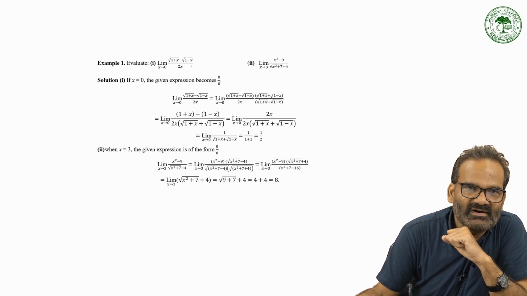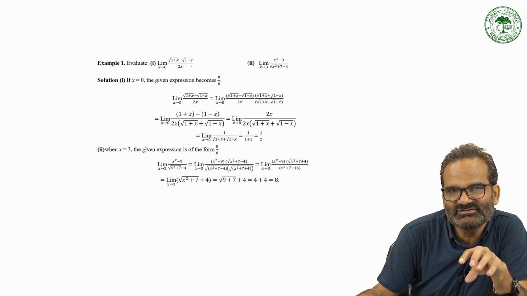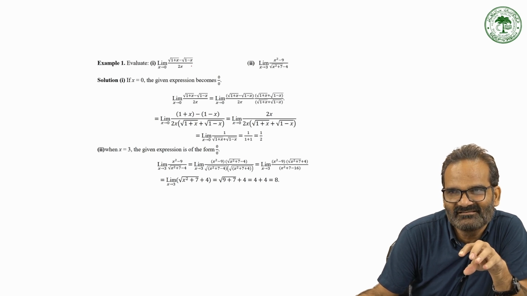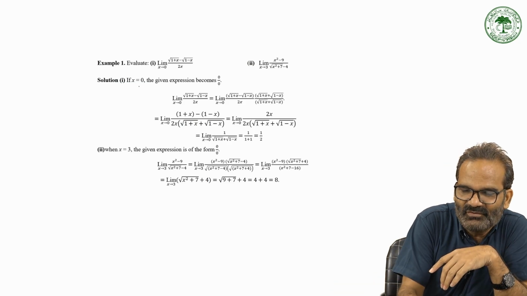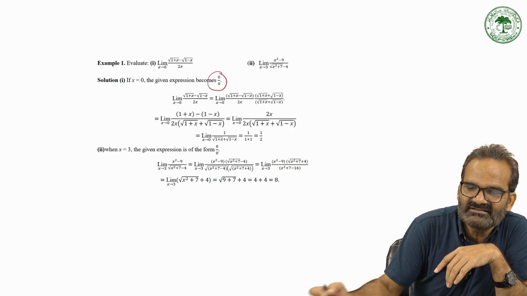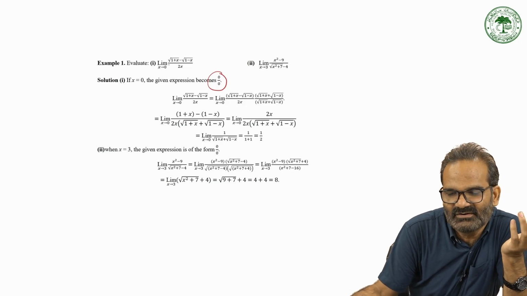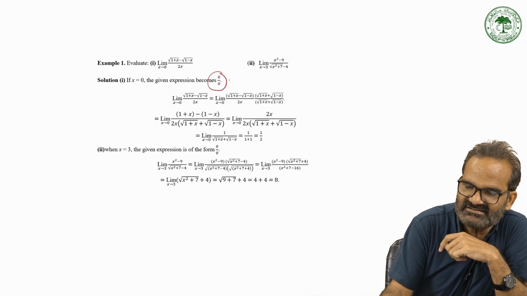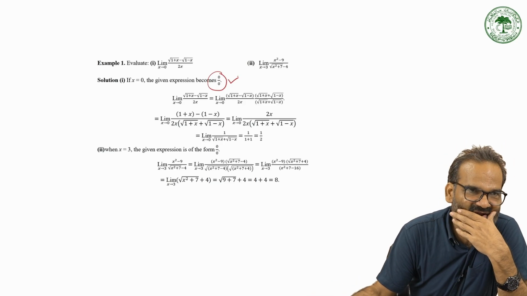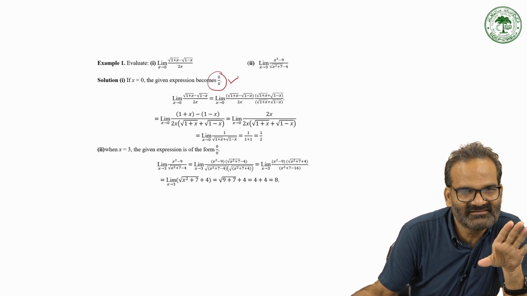So what will we do first? First we will use the method of direct substitution, meaning put x equals 0 in the given function. So if x is equal to 0, the given expression takes this form. If you put x equals 0, what is left? Root 1 minus root 1. Root 1 is 1, so 1 minus 1 upon 0. So 0 upon 0 means the method of direct substitution fails, right? We cannot use it.